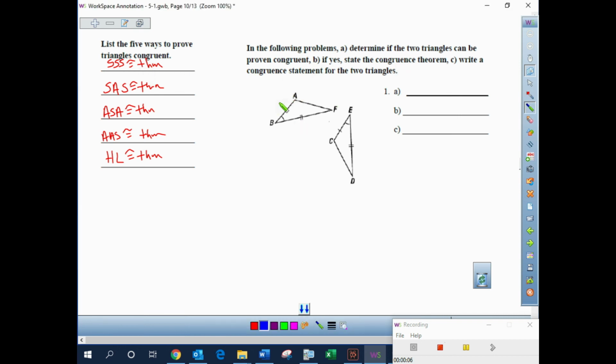First thing I always check is side, side, side, and in this triangle, I don't even have 3 sides with tick marks on them. It's only got 2 sets of sides with tick marks, so that's no good. How about side, angle, side?